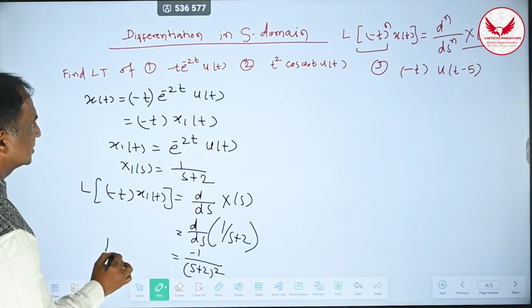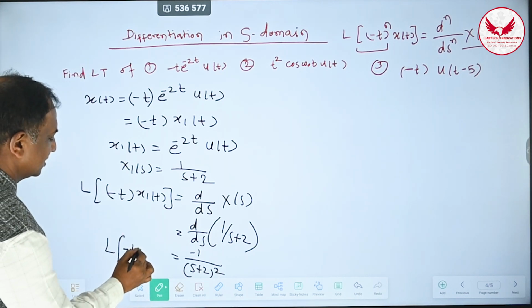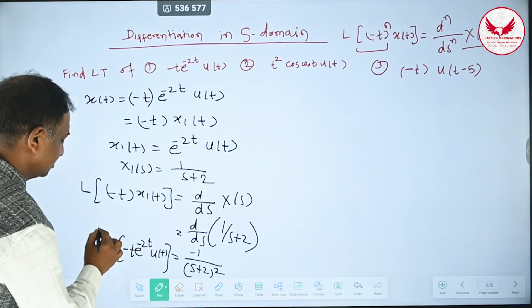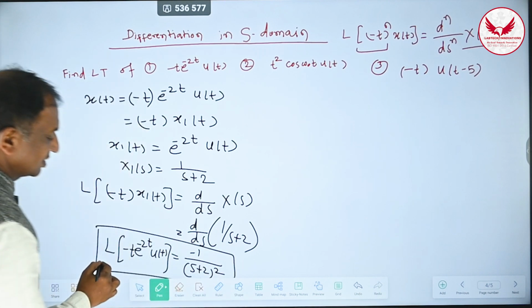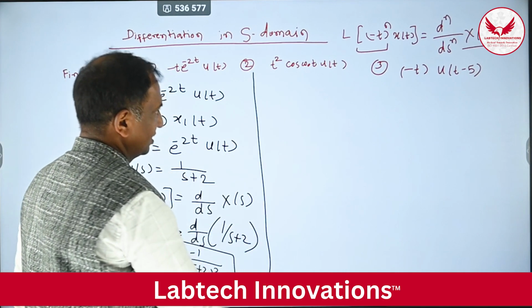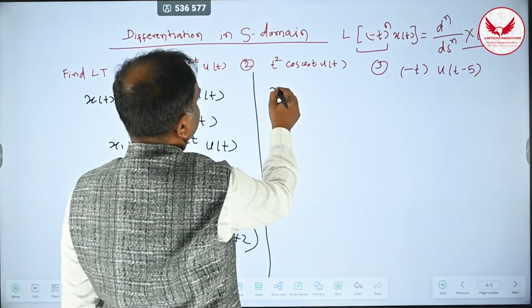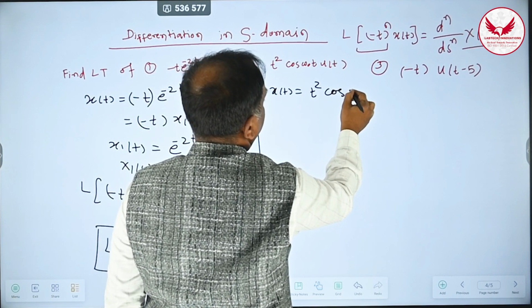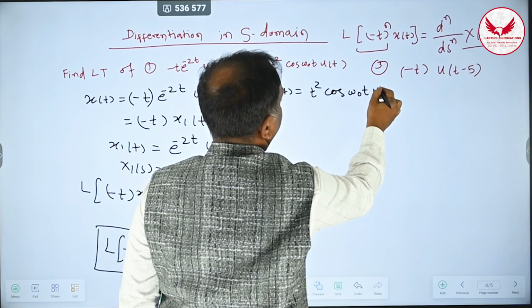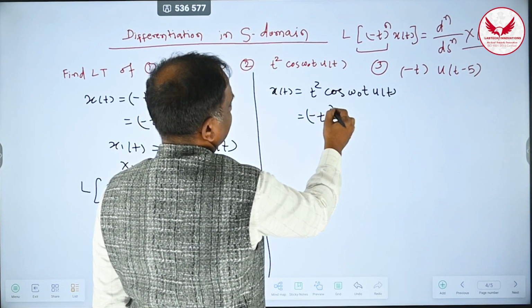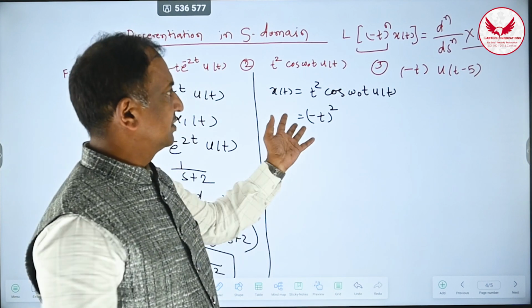So the Laplace transform of minus t e raised to minus 2t u of t is equal to minus 1 upon s plus 2 square. The same will go here, where x of t is equal to t square into cos of omega 0 t into u of t. Here the minus t raised to 2, that is equal to t square.